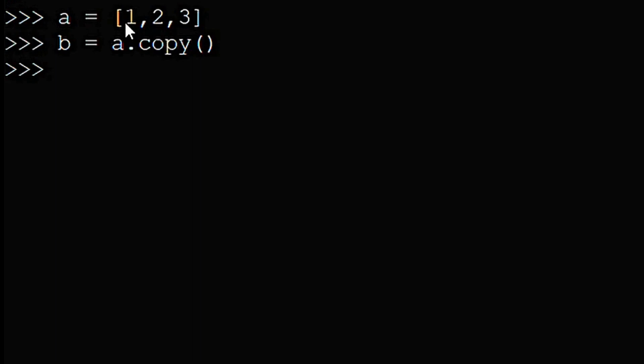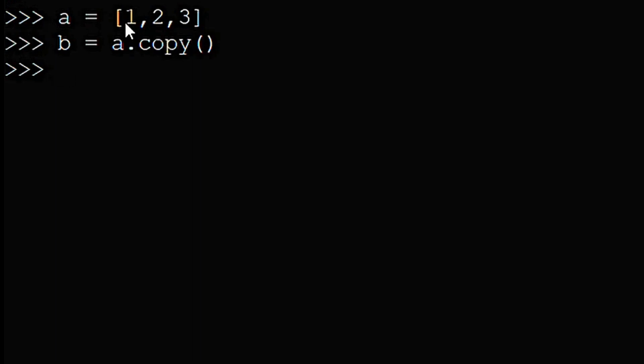I'll give you what is a bit of a confusing example first. If we again did A equals the list containing 1, 2, and 3, then did that B equals A.copy, we would be saying that in B is a shallow copy of the list A.